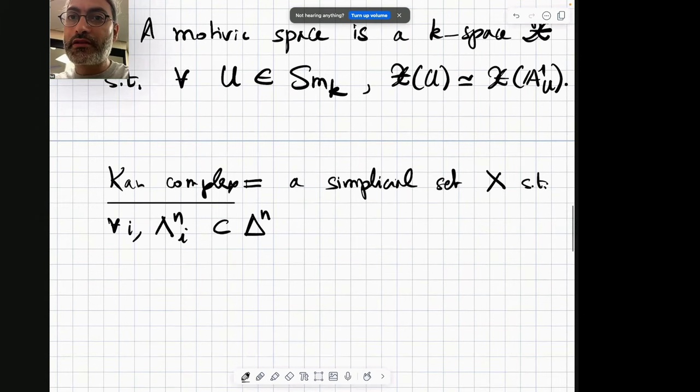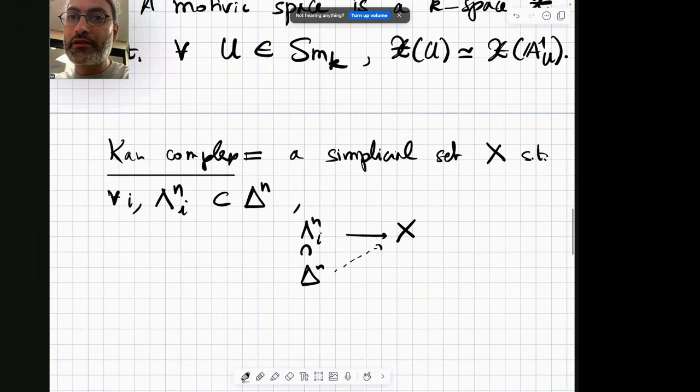So what do we ask? We ask that given any map from the horn, you can extend it to a map to Delta n. That's the definition. That's a formal definition.